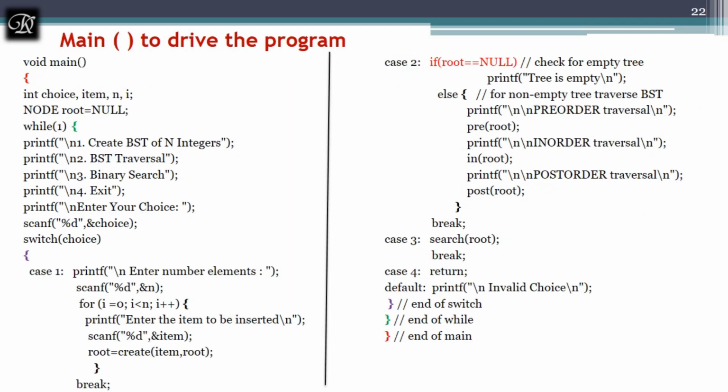Let's see the main program. In the main program, like other programs, we are having menu options: one for creating a binary search tree, two for traversal, three for searching for an element, and four for exit. When you choose to create a binary search tree, you have to give how many elements you are entering, and you enter them one by one to the function. And the create method is going to create a binary search tree for you.